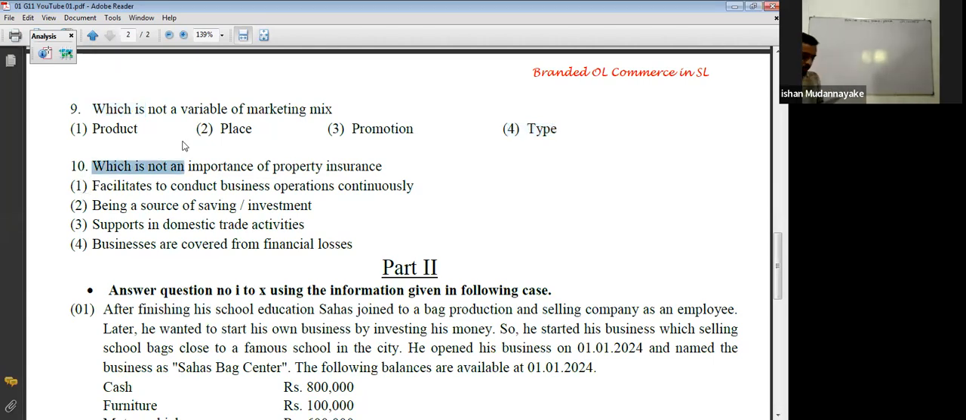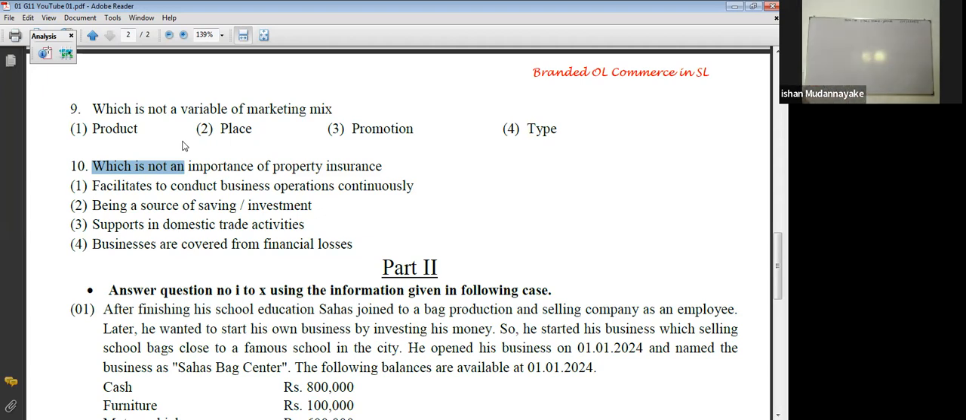Look at question number 10. Which is not an importance of property insurance? Facilitating continuous business operations, okay, correct. Being a source of saving and investment. Supports domestic trade activities, okay, right. Businesses are covered from financial losses. Then what's the answer? The second one, being a source of saving and investment. Property insurance is not a method of saving money. The second one is the answer. But life insurance is some kind of saving, some kind of investment.